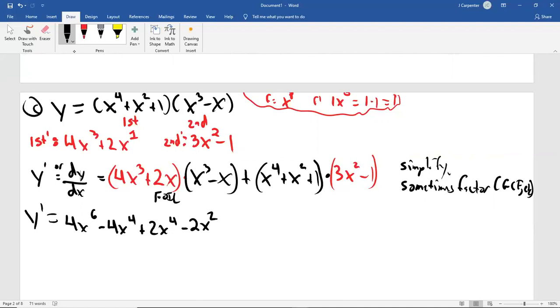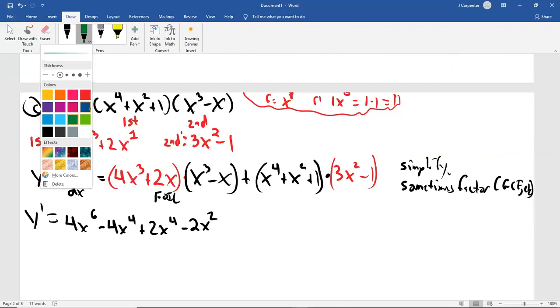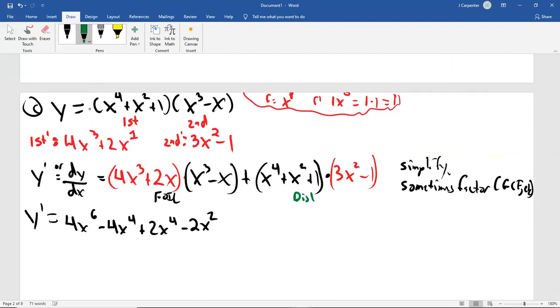So again, that was just foiling the first parentheses. Let me pick a different color to show the distributing of the second. So I can only call this distributing the x to the fourth, the x squared, and the 1 to the 3x squared and the negative 1. It's six products. If you got three terms and two terms, it's six products. If you had three terms and four terms, it'd be 12 products. It's a number of terms times a number of terms. All right, so distributing the x to the fourth, I'll focus on this one first. That's a plus. X to the fourth times 3x squared, that's going to be 3x to the sixth. Then x to the fourth times negative 1 is a minus x to the fourth.